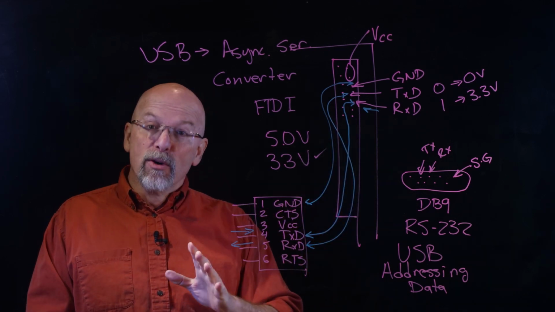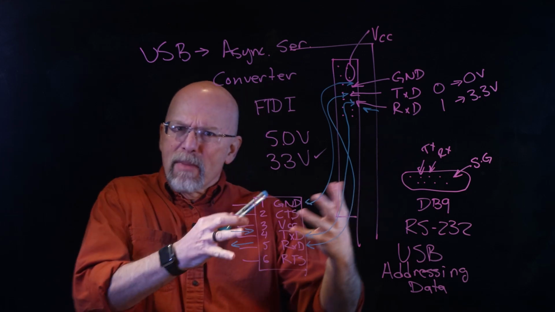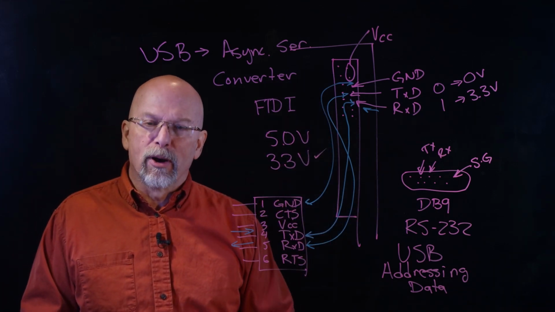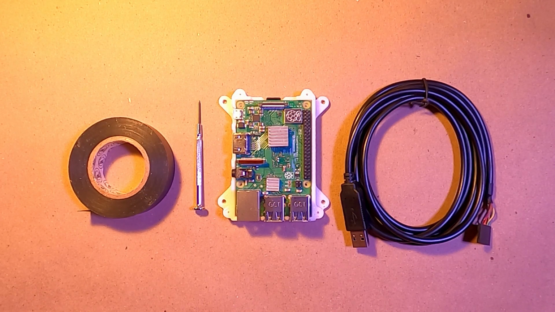All right, let's move to the workbench and actually make this adapter, set up this adapter so it can be connected to the Raspberry Pi. It doesn't take a whole lot of parts in order to make this connection between the Raspberry Pi and your development machine via the asynchronous serial connection.